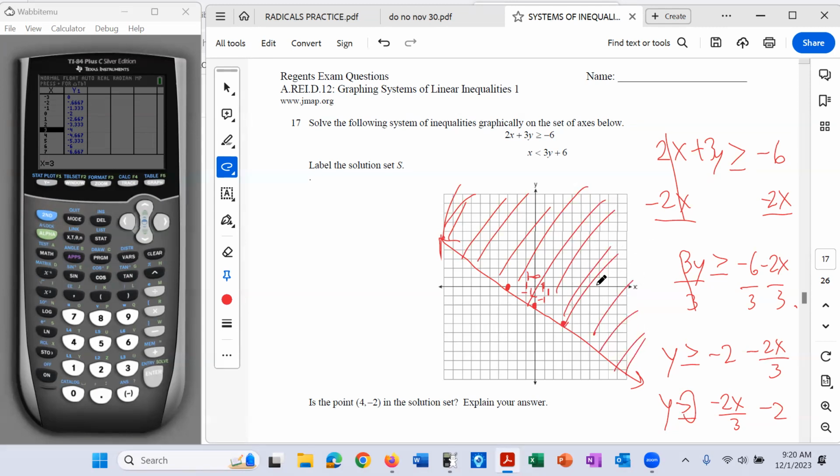This we know is correct. We already know we got a certain amount of credit. Next one. X is less than 3y plus 6. All right. So what should we do here? I'm trying to get y by itself. What should I do? Subtract what?